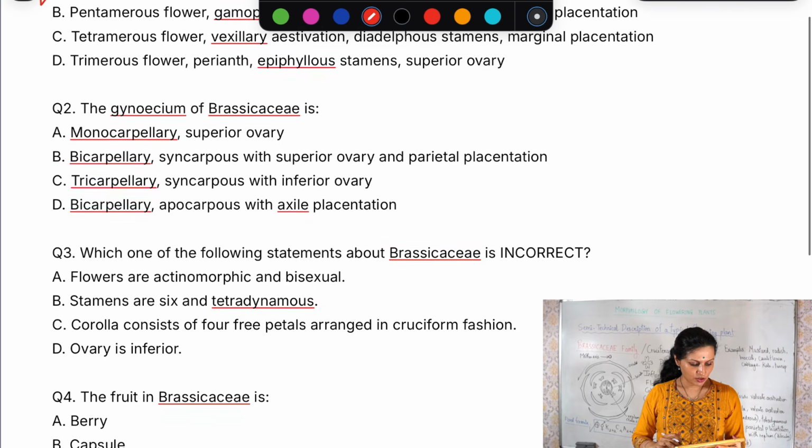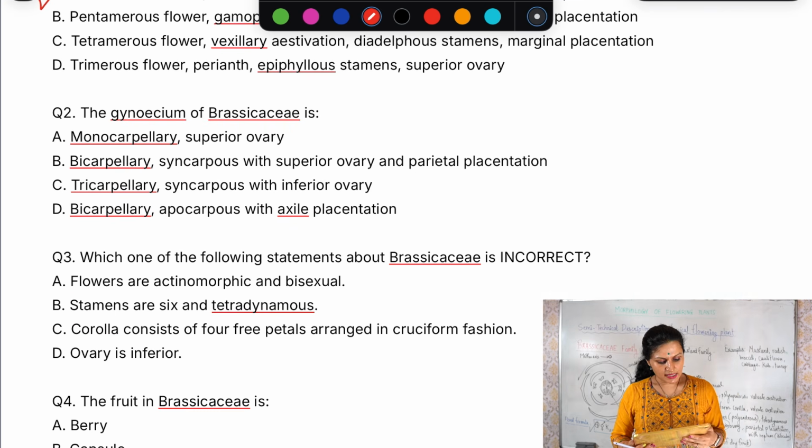Next we go to question number 2. The gynoecium of Brassicaceae is bicarpellary. Is it syncarpous or apocarpous? It's syncarpous with superior ovary and parietal placentation. Option B will be correct.